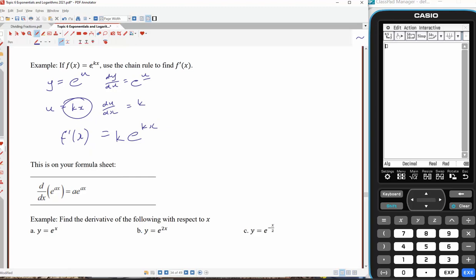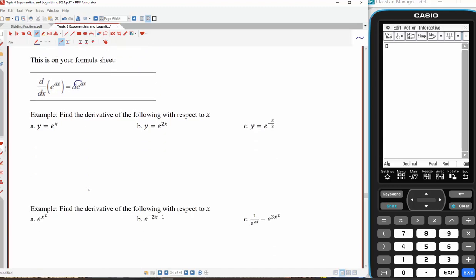So essentially what this is saying is if you've got a dilation from the y-axis, this k value here is a dilation from the y-axis, then f dash will simply bring that k value out the front, and it's on your formula sheet. So d dx e to the ax equals, so they just show you that coming out. So that's how it works, but from now on you can pretty much just use it.